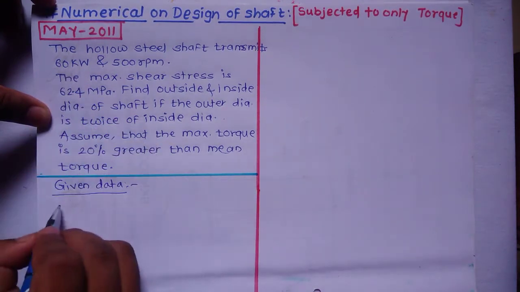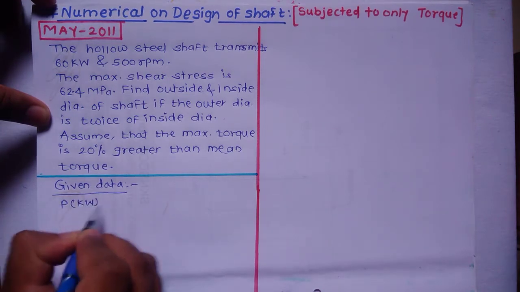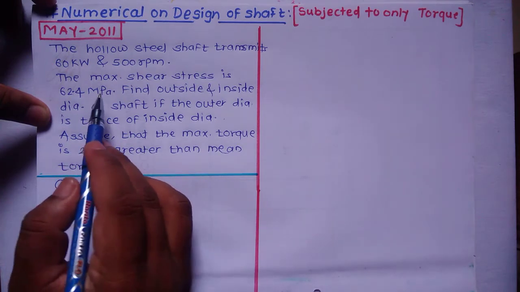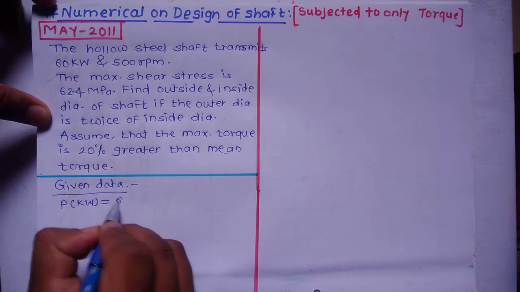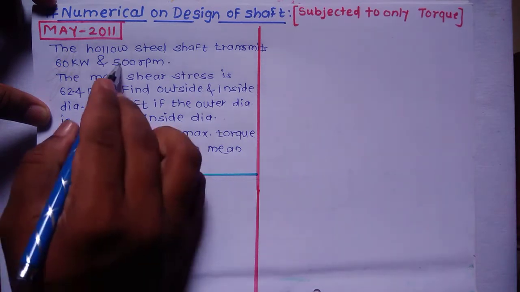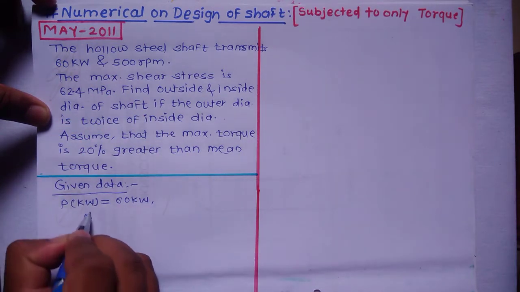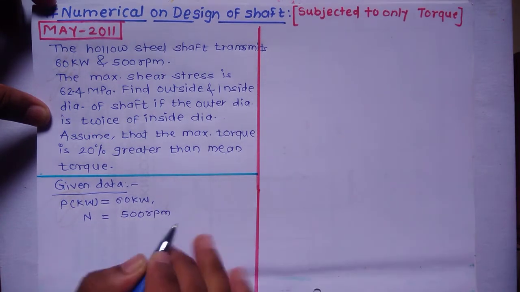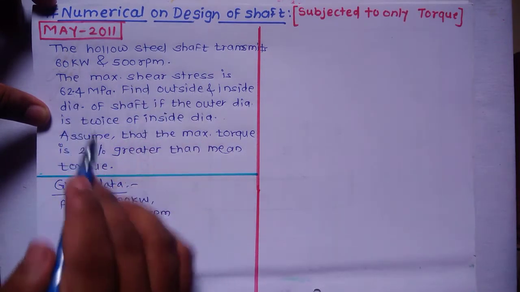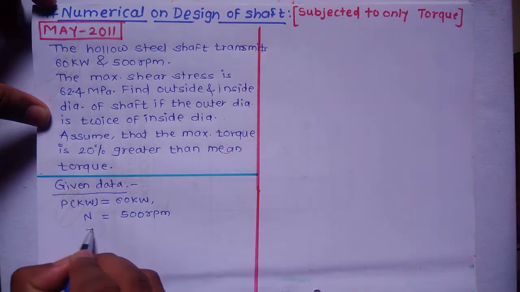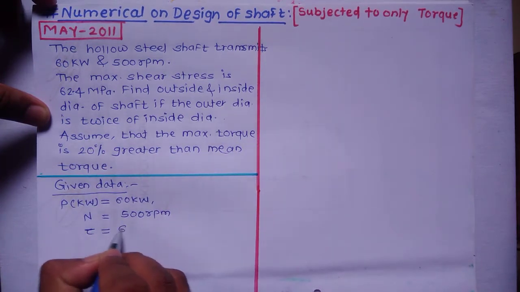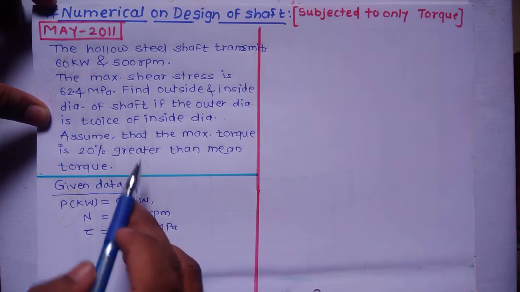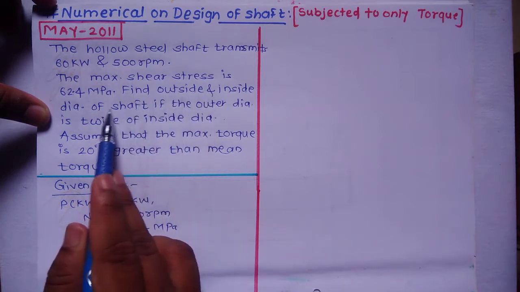First, power is given, so let us write P in kilowatt, which indicates power is in kilowatt. We require power in kilowatt to find out the torque, so its value is 60 kilowatt. Next is rpm, shaft speed, capital N, it is 500 rpm. Next, the maximum shear stress is 62.4 megapascal, which is denoted by tau, so it is 62.4 megapascal.